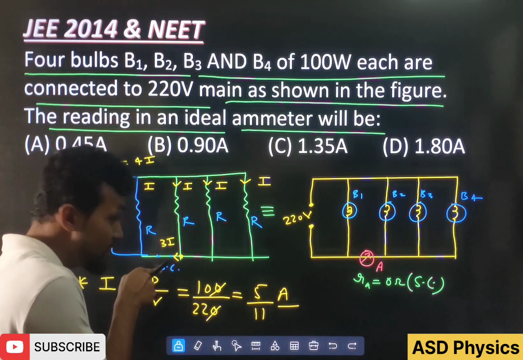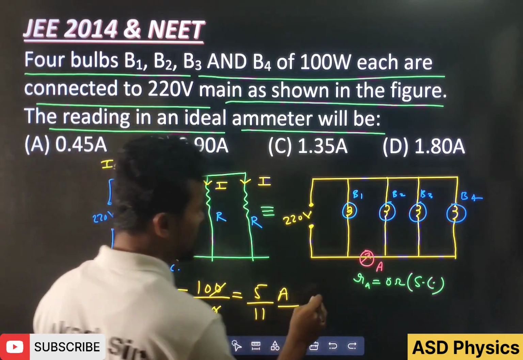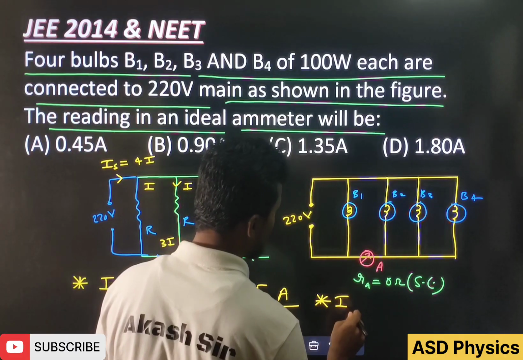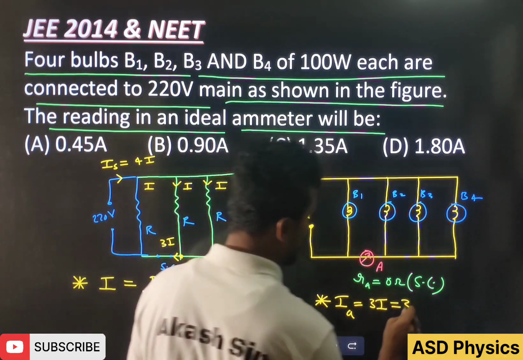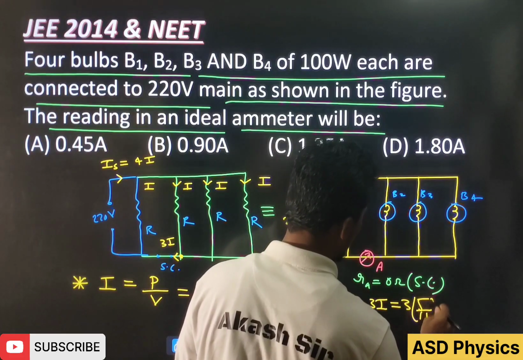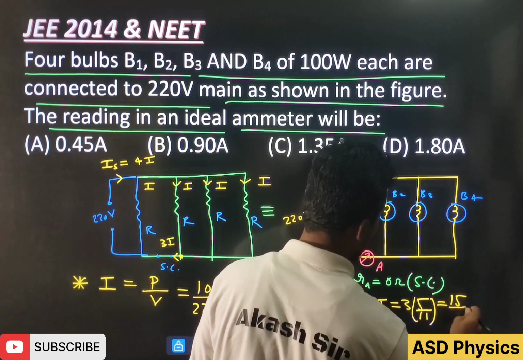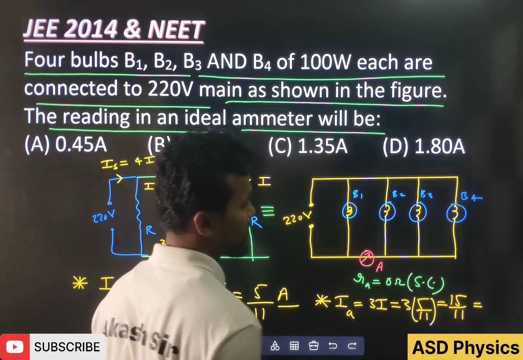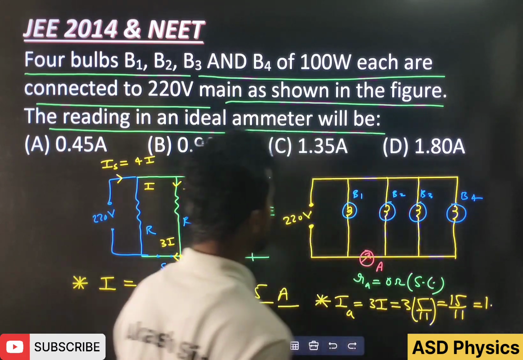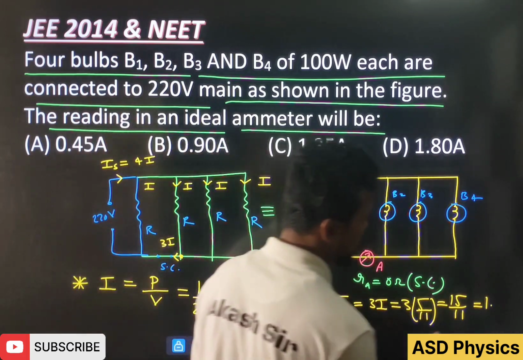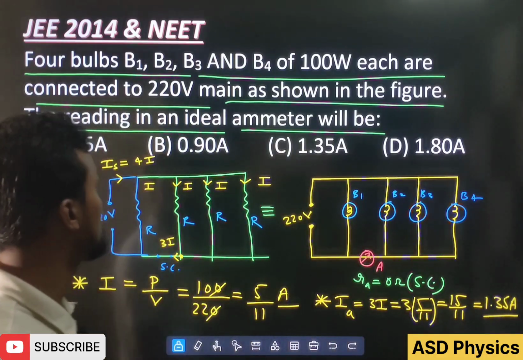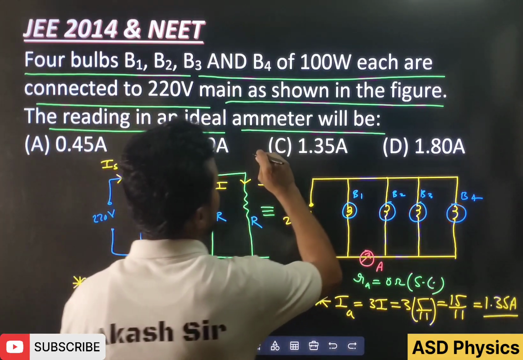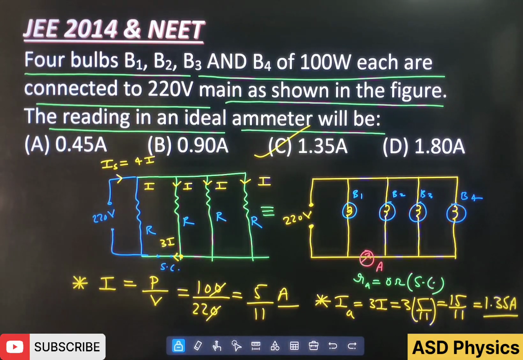But in the ideal ammeter, how much current is flowing? 3I. That means current in the ammeter is 3I. So 3 into 5 by 11, that is 15 by 11. When you simplify this, it comes to 1.35 ampere. Which option is correct here? Option C is the answer.